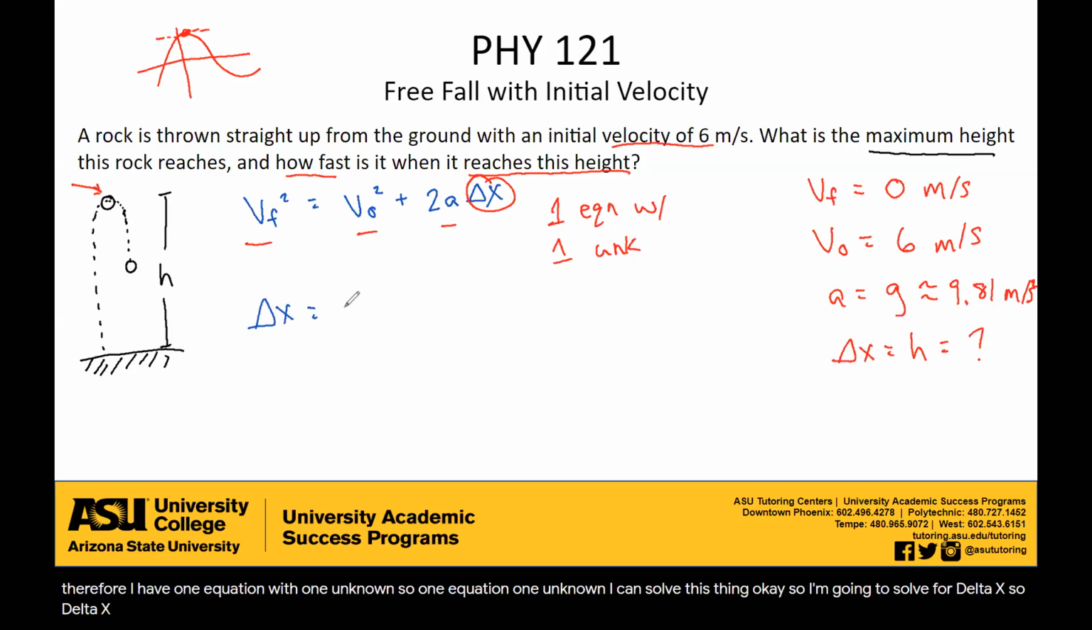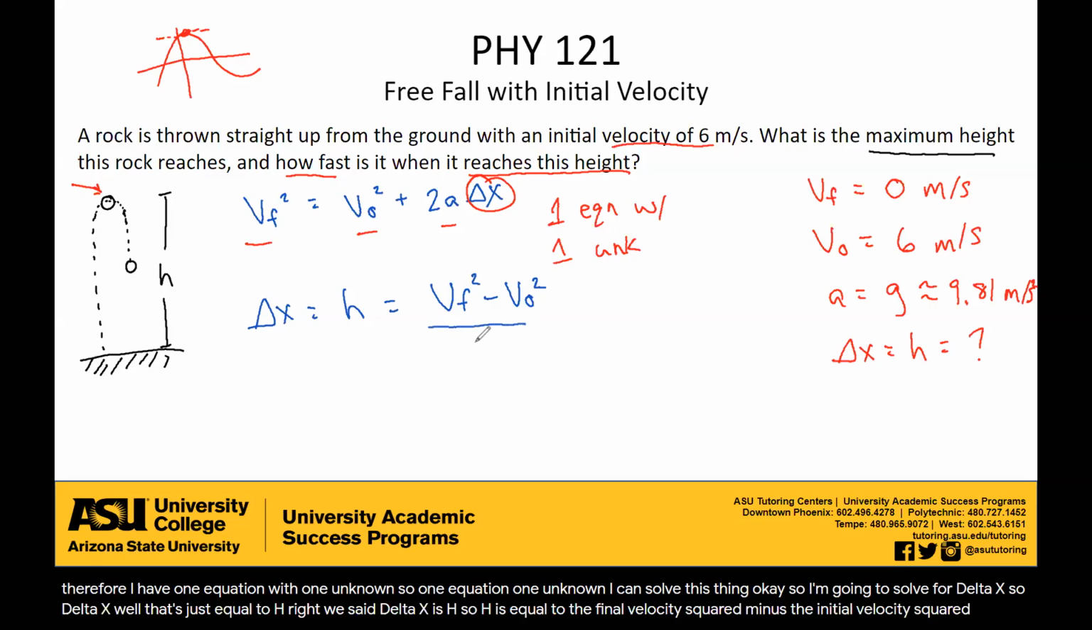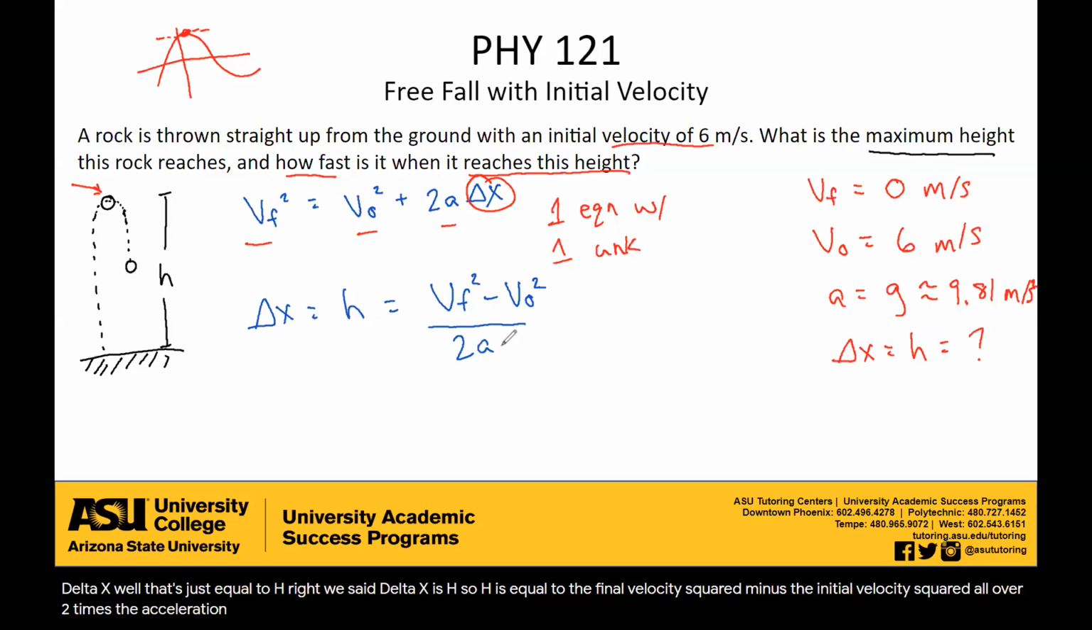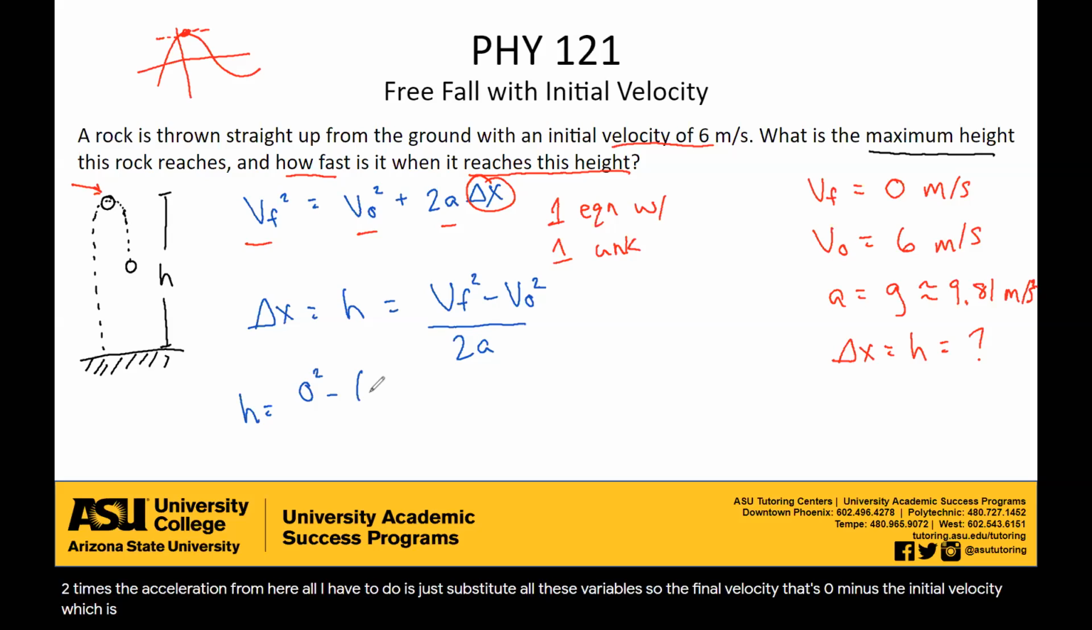So delta x, well, that's just equal to h, right? We said delta x is h. So h is equal to the final velocity squared minus the initial velocity squared, all over 2 times the acceleration. And now, from here, all I have to do is just substitute all these variables. So the final velocity, that's 0, minus the initial velocity, which is 6, so I gotta square that, all over 2 times the acceleration, 9.81.